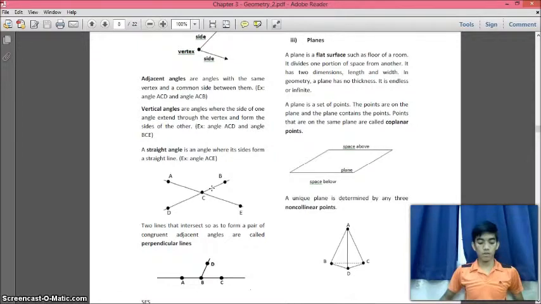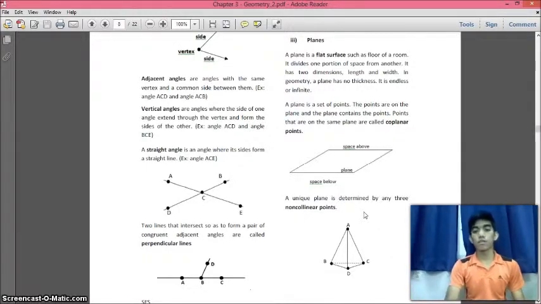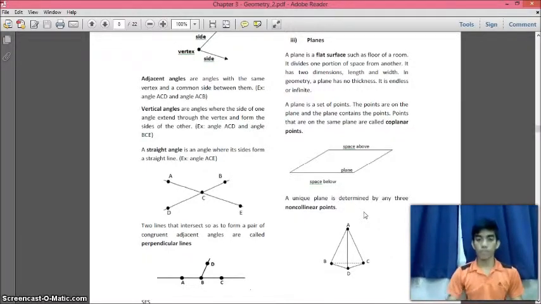Today I would like to explain and give some knowledge about planes in Engineering Mathematics 1. Okay, plane. What is a plane? A plane is a flat surface, such as the floor of a room. It divides one portion of space from another. It has two dimensions, length and width. In geometry, a plane has no thickness. It is endless or infinite.